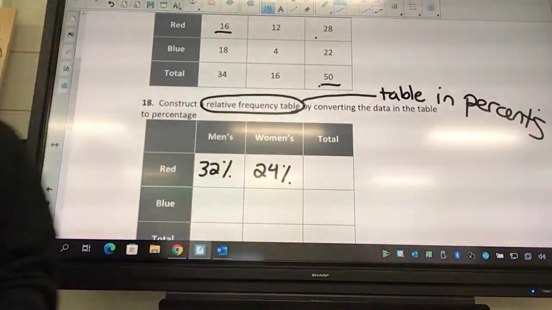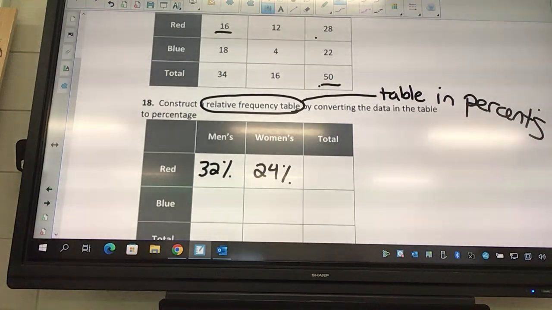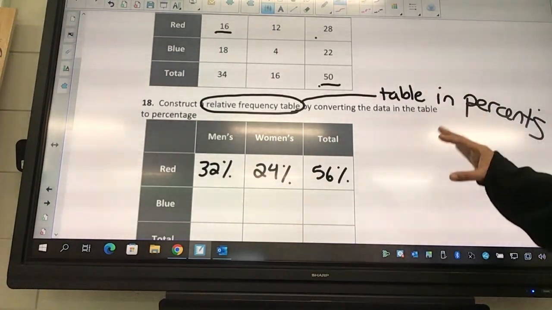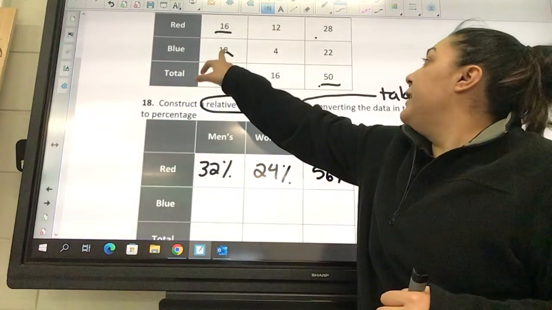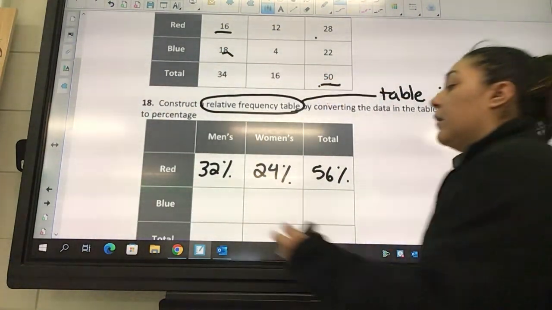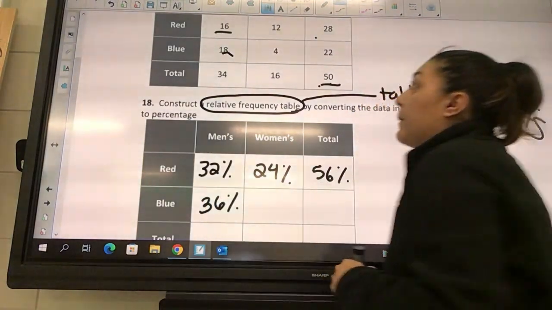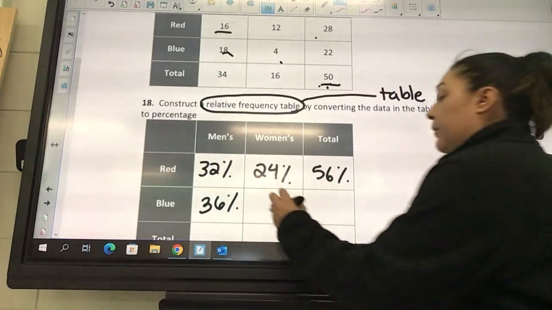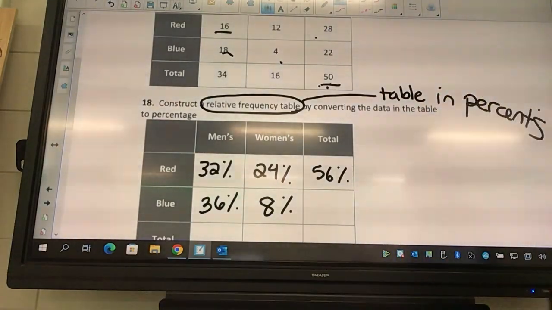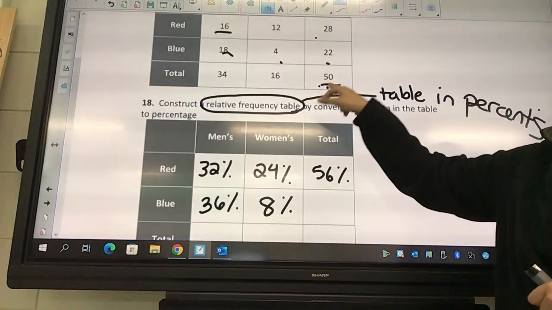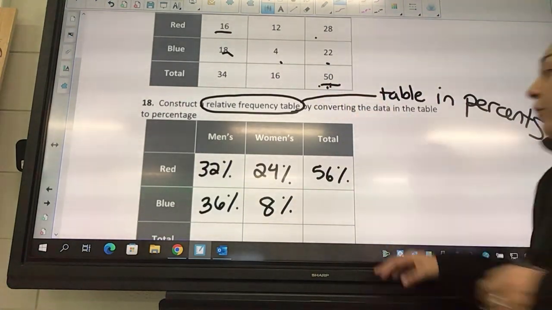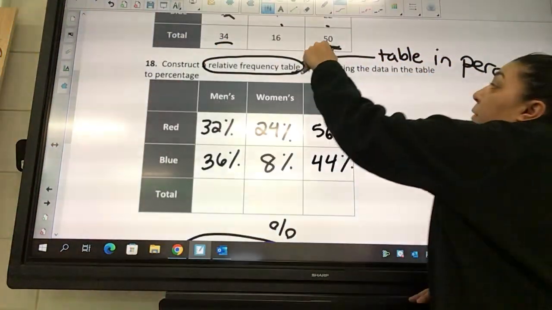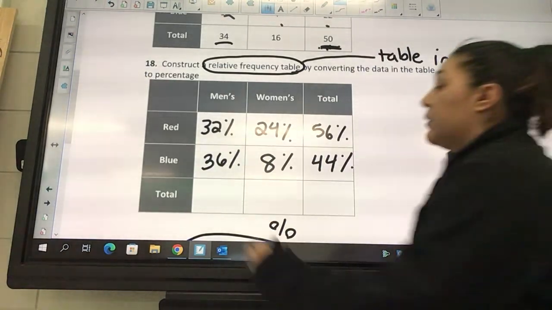28 divided by 50. 56%. Okay, and this is why I said you need to have the percents now because the tables they're the same, but they're different. Okay, 18 divided by 50. 36%. 4 divided by 50. 8%. 22 divided by 50. 44%. Okay, 34 divided by 50. 68%.